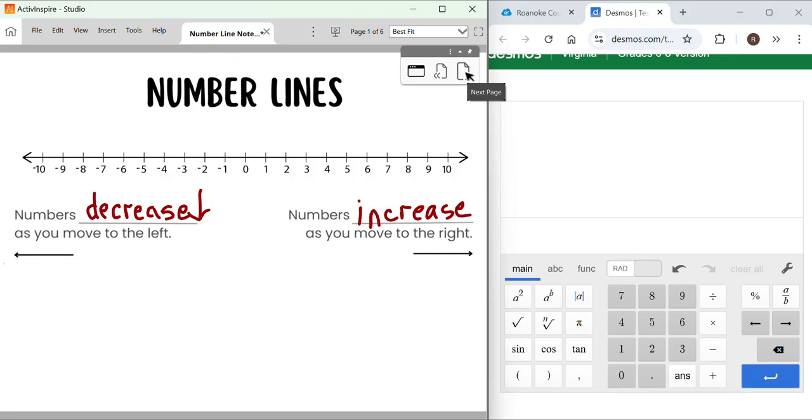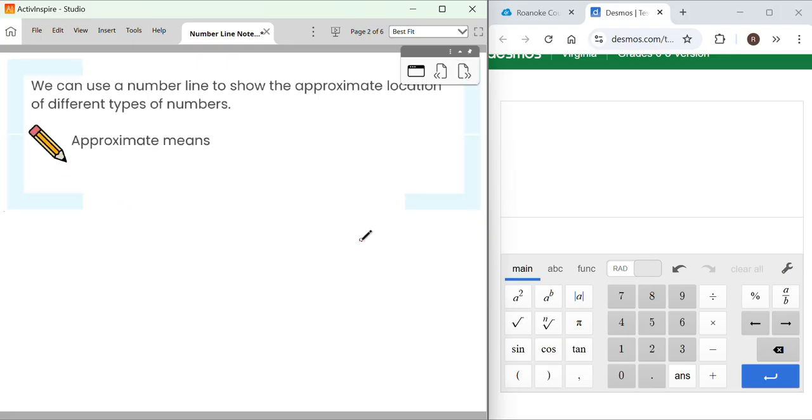And also you can use these little arrows at the end. They tell you that the numbers go on forever, but it's also a hint that this symbol means less than and this symbol means greater than. Okay? The next thing we want to look at, it says we can use a number line to show the approximate location of different types of numbers.